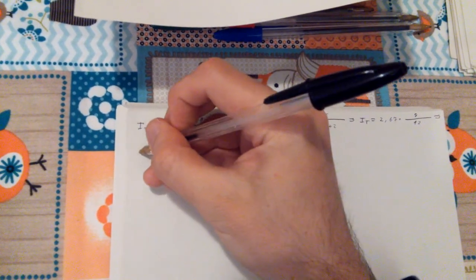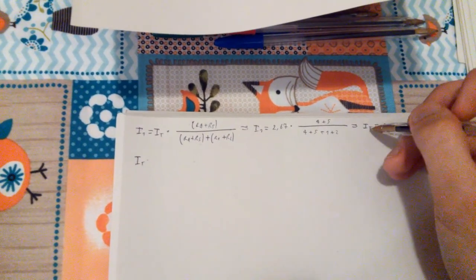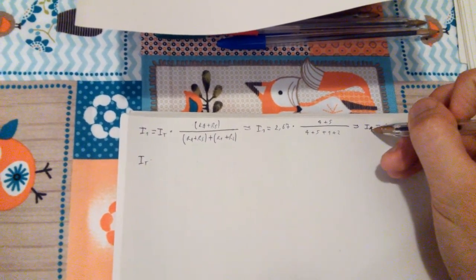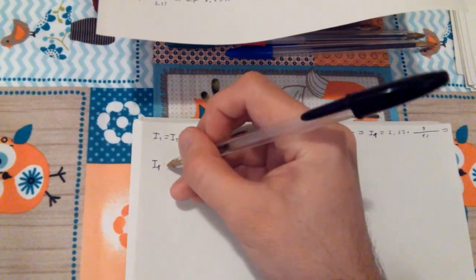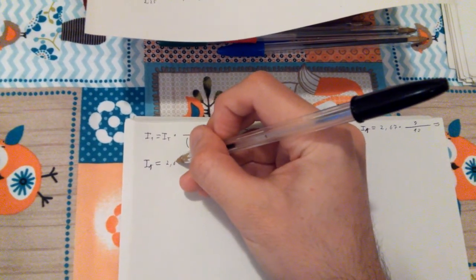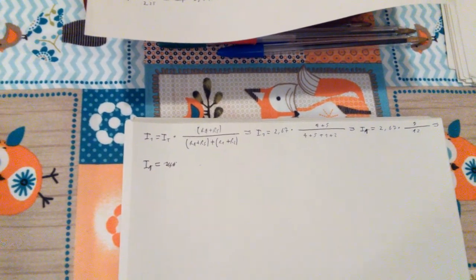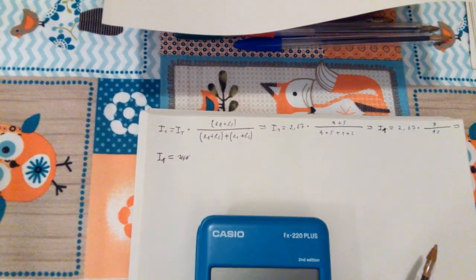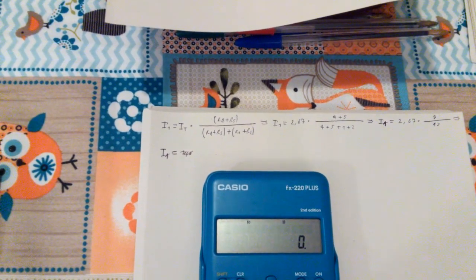So IT, oh well, no, I1, what did I write? Okay, I1 it's going to be 2.60. Oh no, I'm just writing it again. Okay, no, it's just 2.67 times 9 divided by 12. I'm just going to use my calculator because I'm lazy.